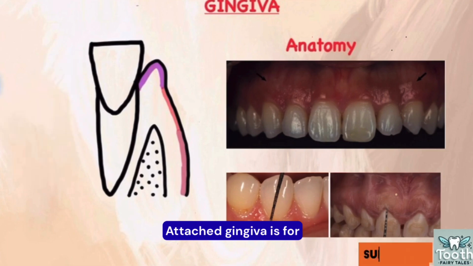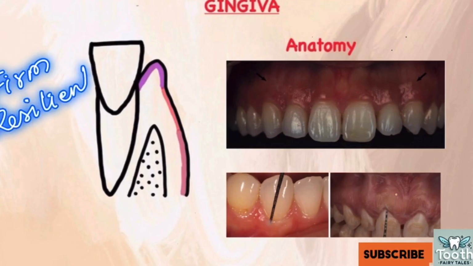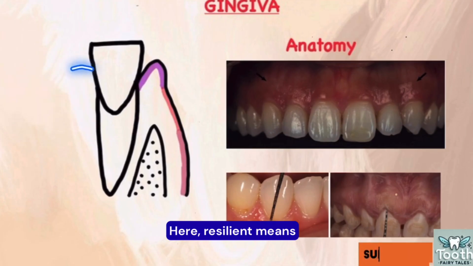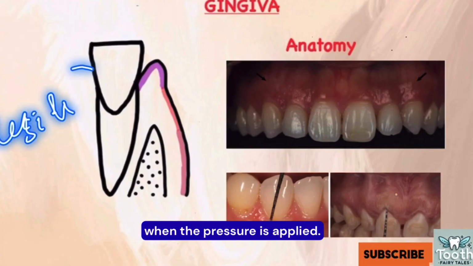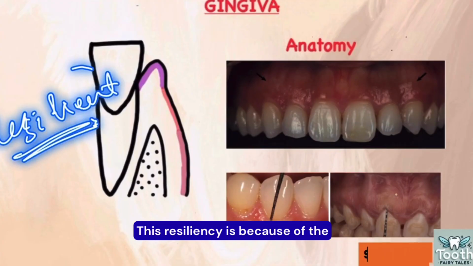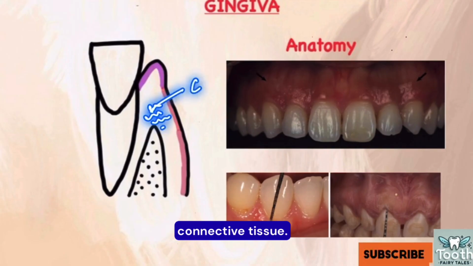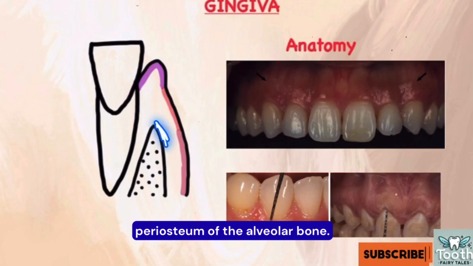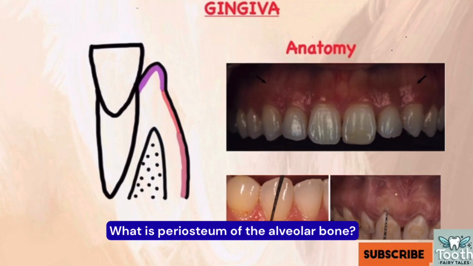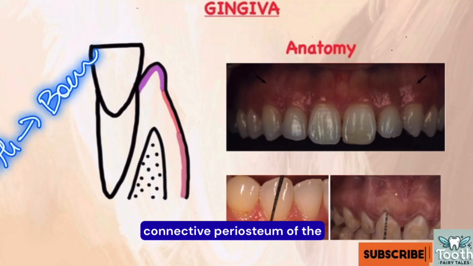Attached gingiva is firm and it is resilient. Here resilient means it can spring back to the original shape when the pressure is applied. This resiliency is because of the collagen fibers which are present in the connective tissue. Attached gingiva is tightly bound to the periosteum of the alveolar bone. What is periosteum of the alveolar bone?